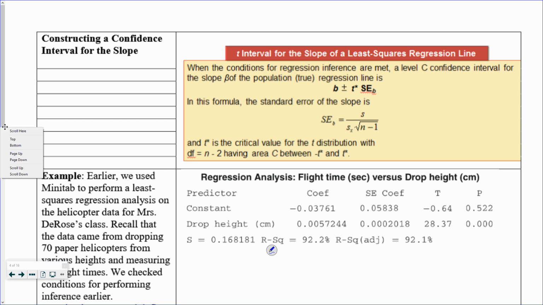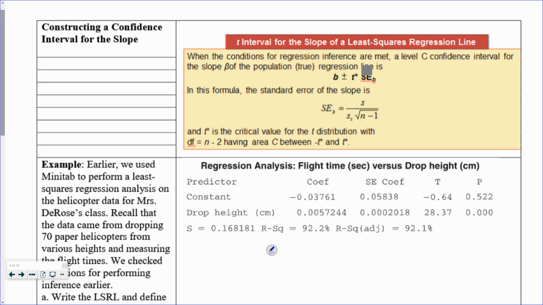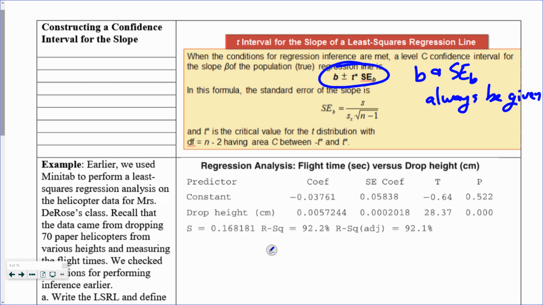Your formula, as always, is given right here. B plus or minus t star, standard error of B. The good news, B and the standard error of B will always be given by the computer output. So that's happy days. The only thing we're going to have to find is t.